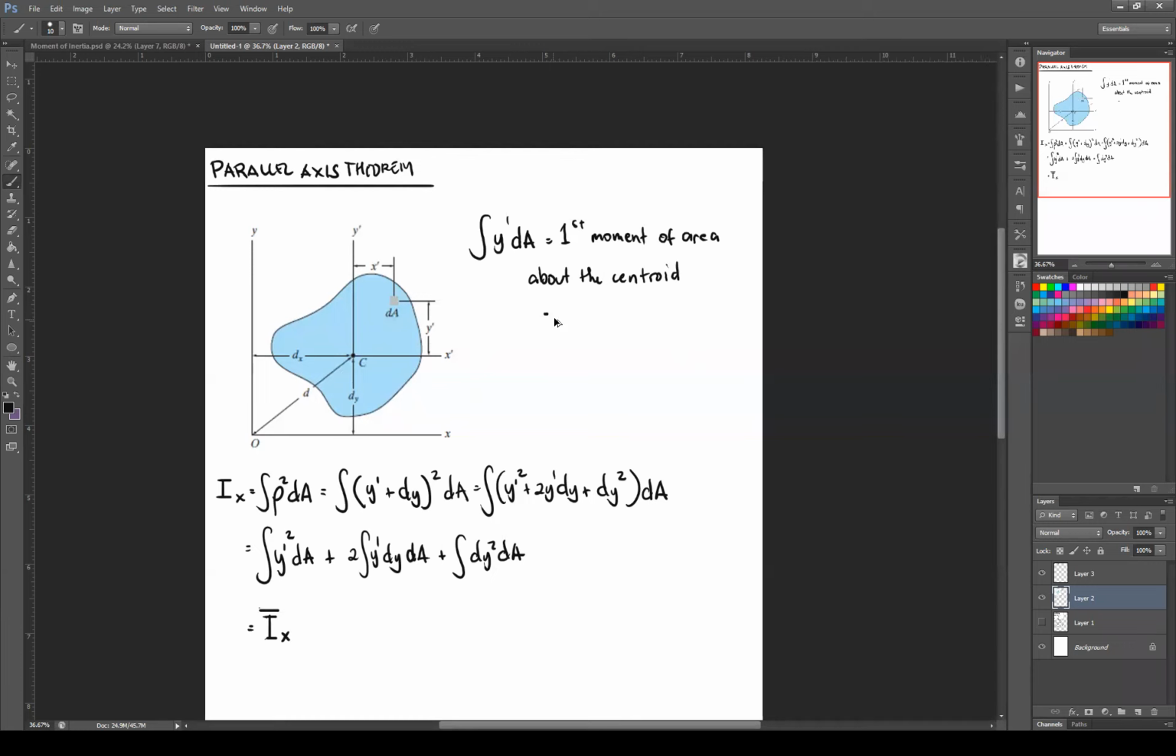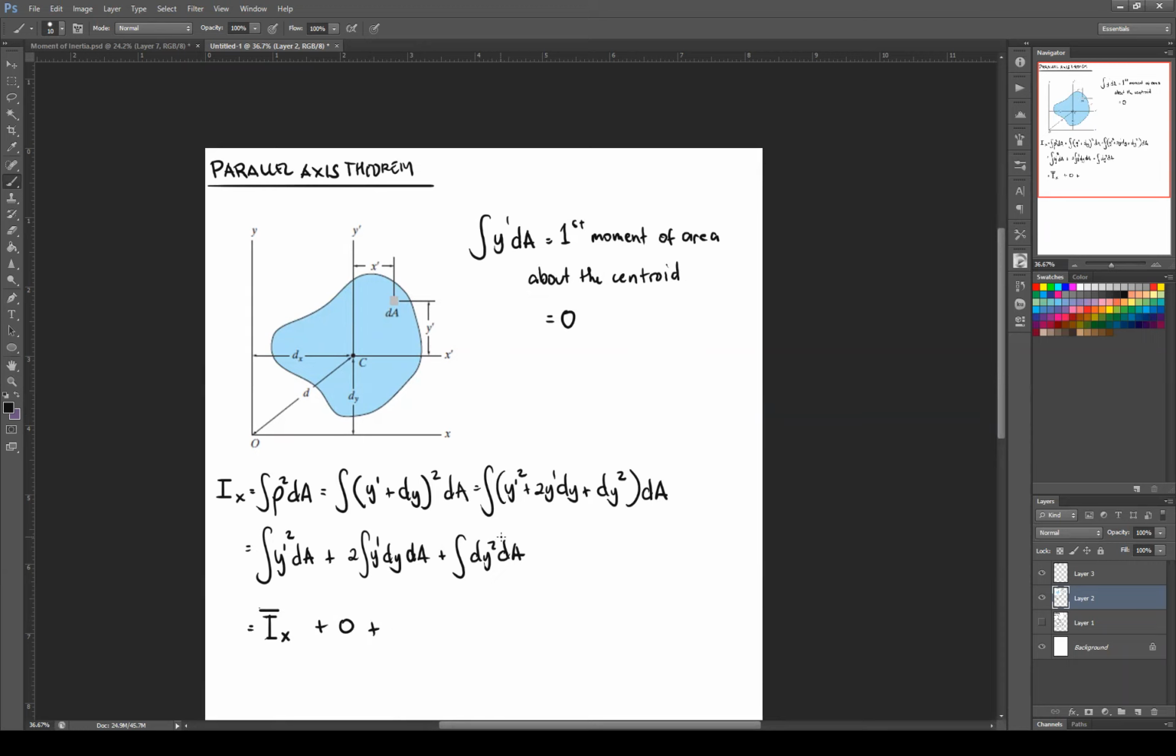Therefore, this is 0. Okay? Also, first moment of area is not always equal to 0. It's only equal to 0 if it's about the centroidal axis. Okay? So this is important. So 0, plus 0, and then plus integral of dy squared dA.